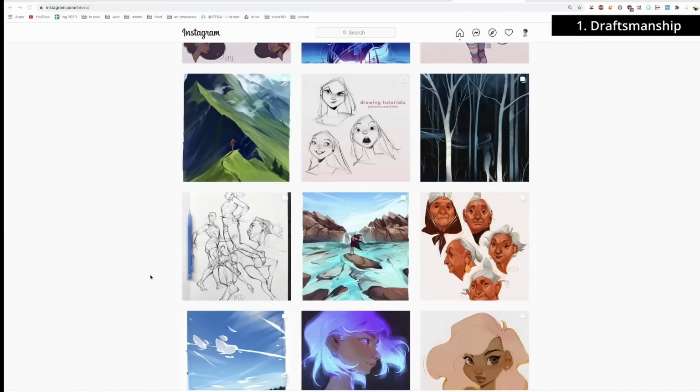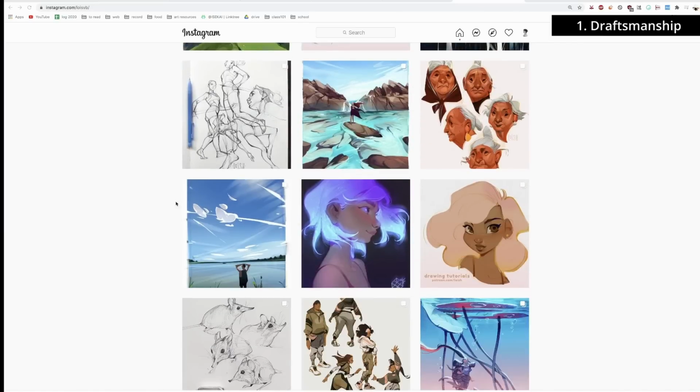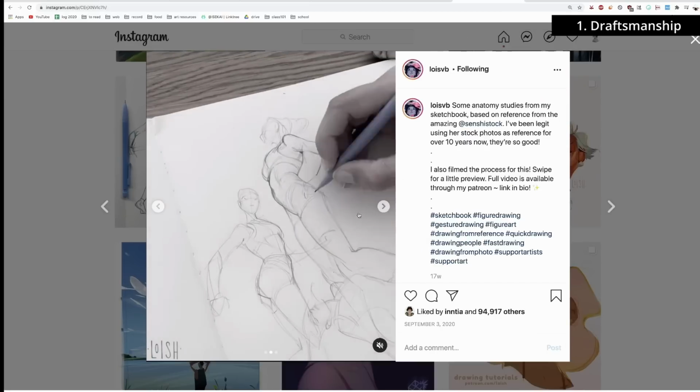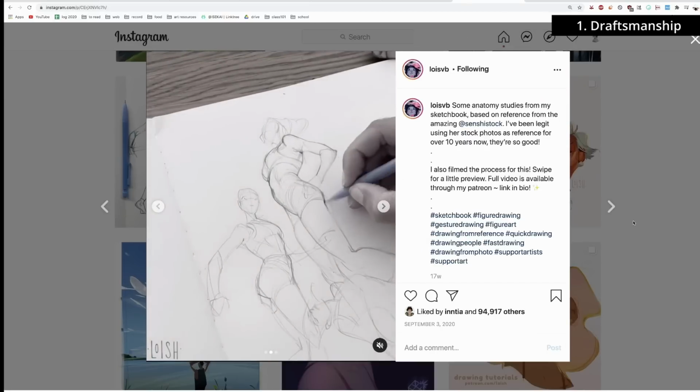A good way to study this is by watching people draw. If you can find a video of an artist drawing, then you can start to understand how they see the world, how they're starting to simplify shapes and stuff.